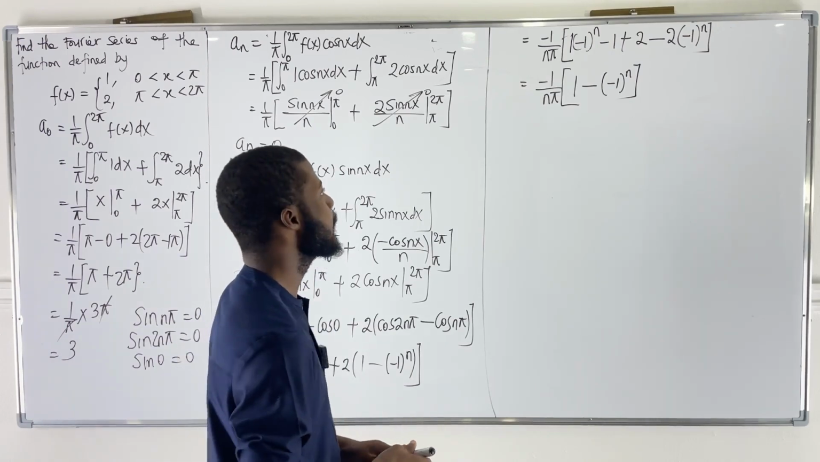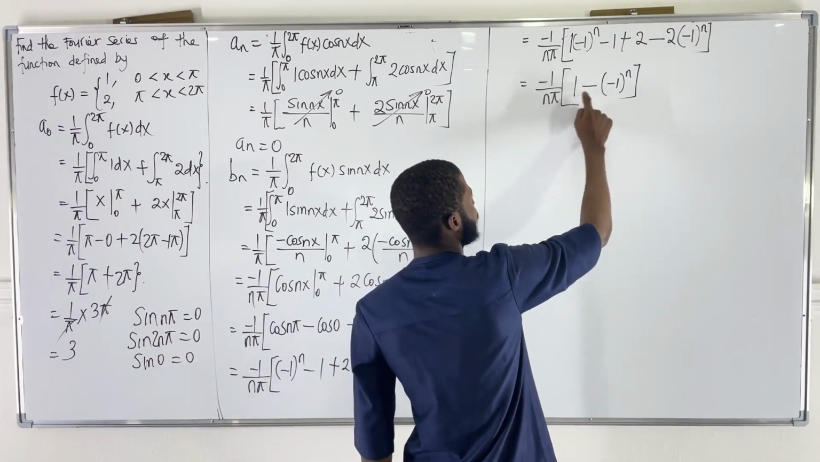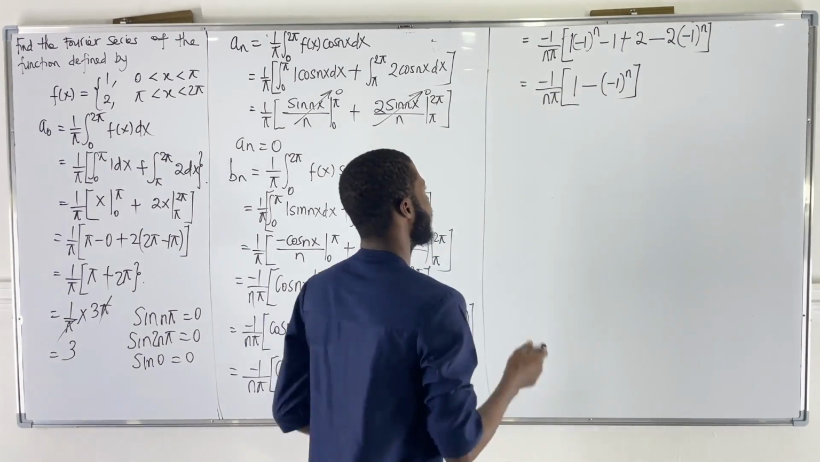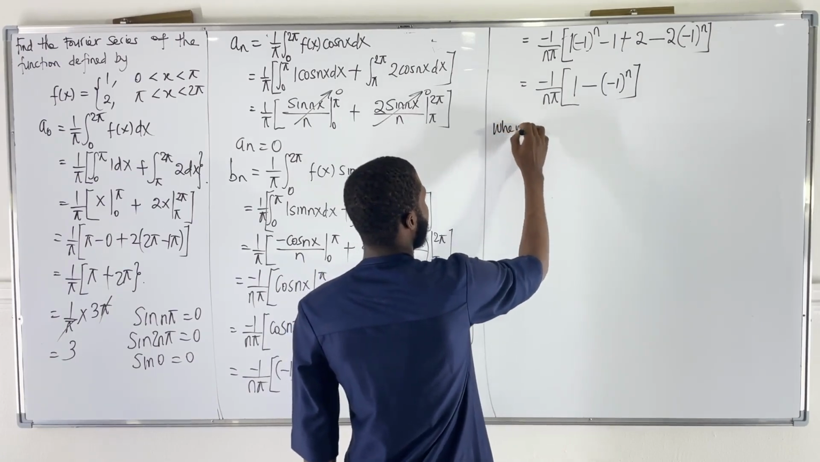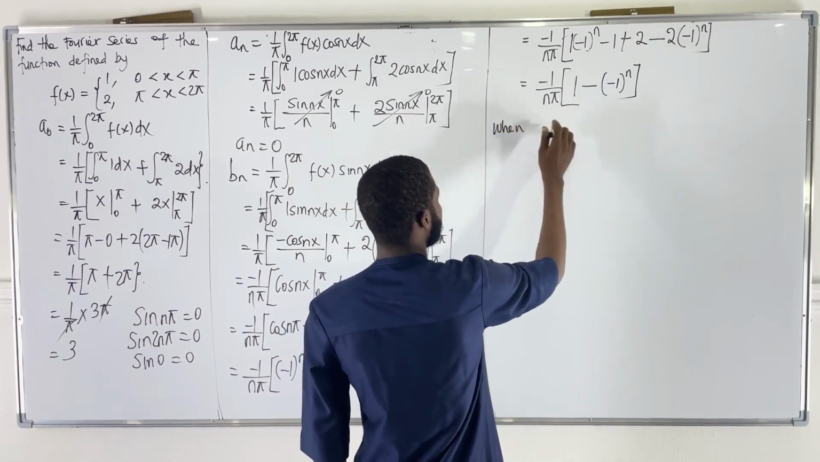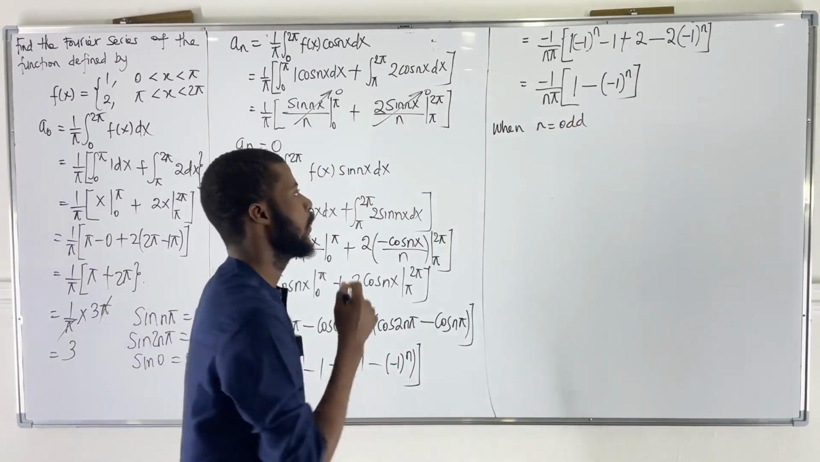Beautiful, right? Now, this bracket has a particular value. So we're going to say when n is odd, let's see what it's going to look like when n is odd.